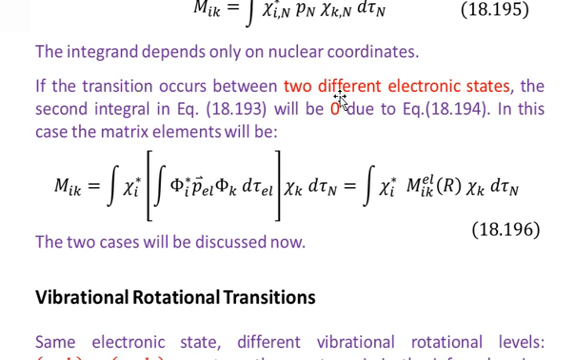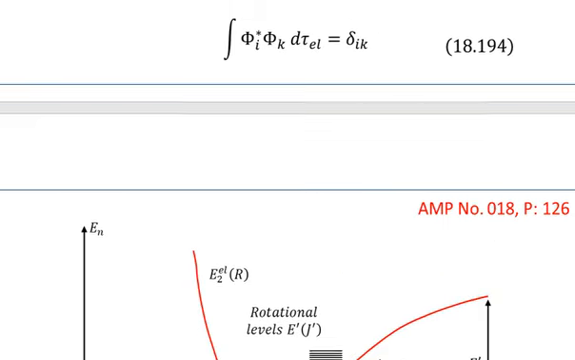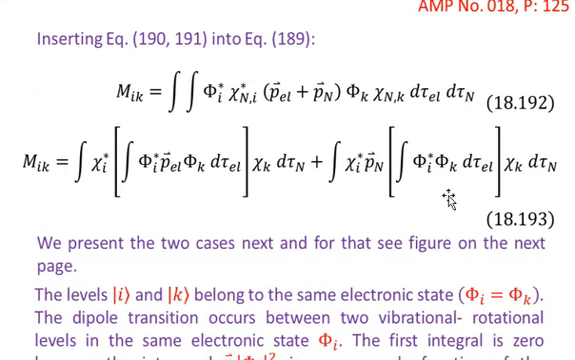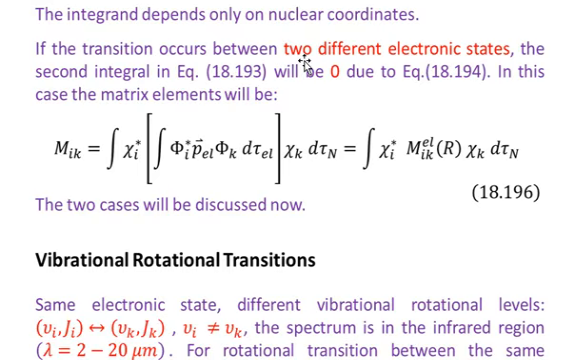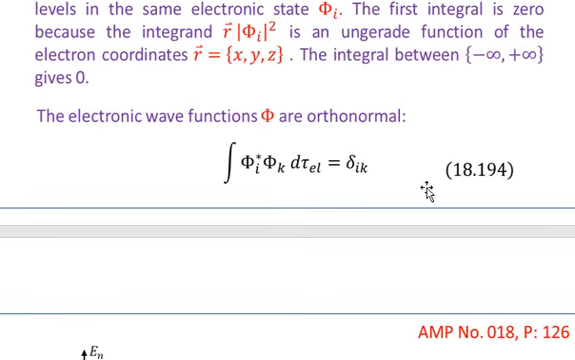So if the transition occurs between two different electronic states, the second integral in equation number 193, that is this integral in equation number 193, will be 0 due to equation number 198, that is due to this equation. Because now since we are considering two different electronic states, i is not equal to k. So i and k are different. So delta of ik will be equal to 0. So it means that this integral will be equal to 0.